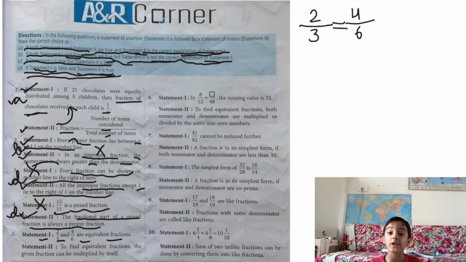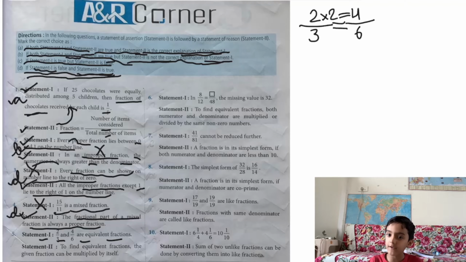Statement 1. 2 by 3 and 4 by 6 are equivalent fractions. First, we'll write these fractions. 2 by 3 and 4 by 6. Here, they are saying that these fractions are equivalent fractions. Let's see. Here, we are multiplying the numerator by 2 to get 4. So, 2 multiplied by 2 is equal to 4.